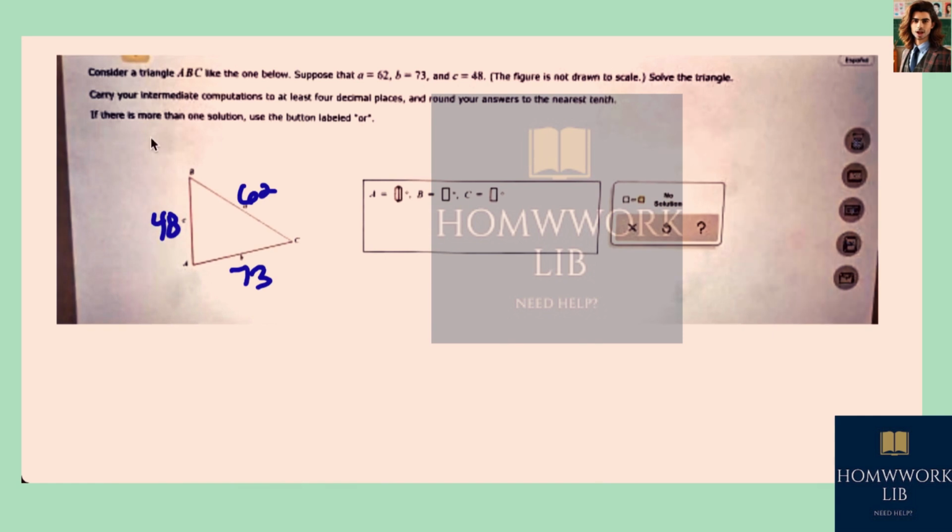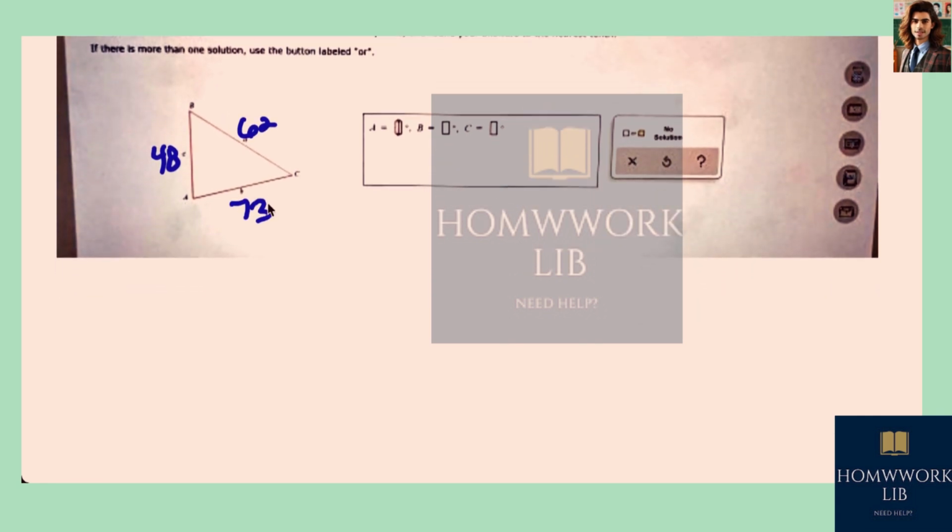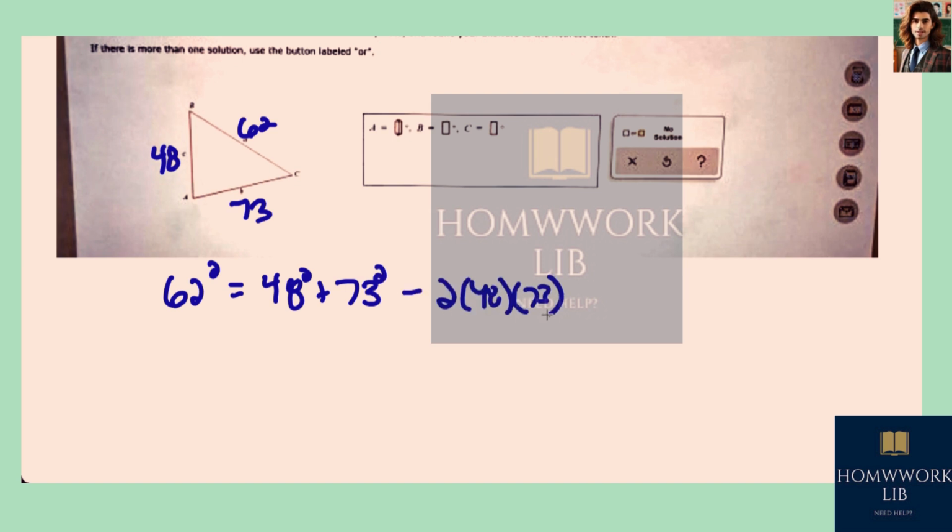Given all sides of a triangle, you're going to have to use the law of cosines to start. Let's find angle A first. Then it would be side A, which is 62, squared equals the sum of the other two sides squared minus 2 times the other two sides times the cosine of angle A.